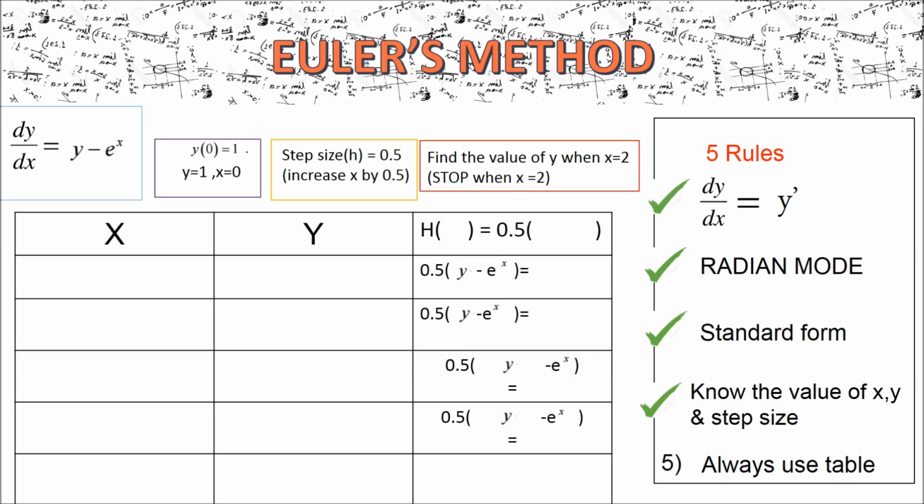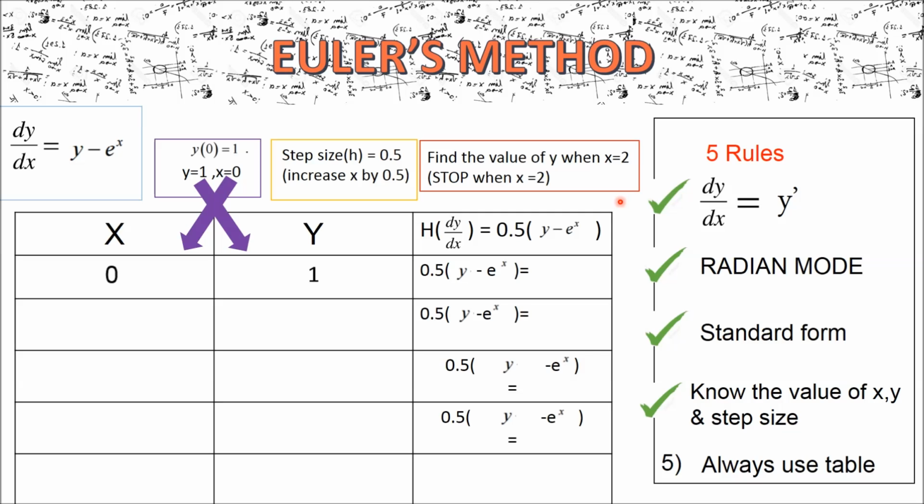Always remember to draw the table according to this format, where the first column variable will always be the variable inside the bracket, and the second column variable will be the other variable in the equation, and the third column will always be h times dy dx. Based on our equation, our dy dx will be y minus e to the power of x, and we know that y is equal to 1 and x is equal to 0. So we will sub those inside the table.